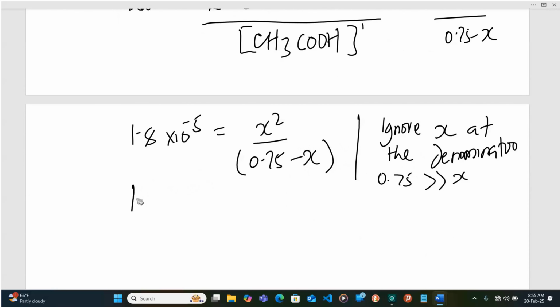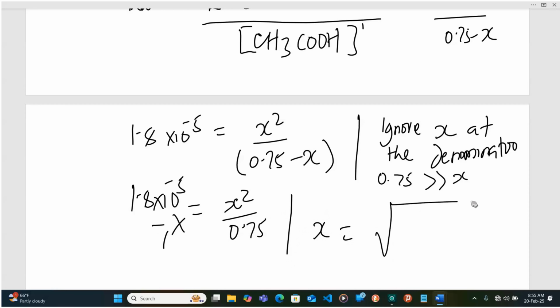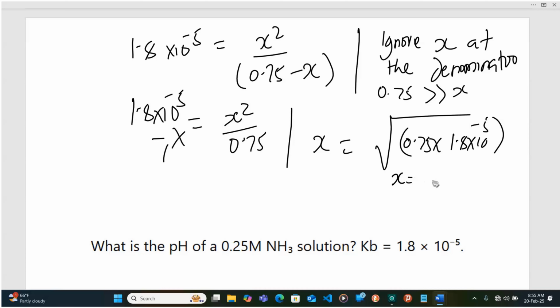So we are going to have 1.8 times 10 to the power negative 5 equal to X squared out of 0.75. So out of 1, and then X will be the square root of 0.75 times 1.8 times 10 to the power negative 5. Okay, so we take the root of that. And the answer is, the X value here is equal to 3.67 times 10 to the power negative 3 M.